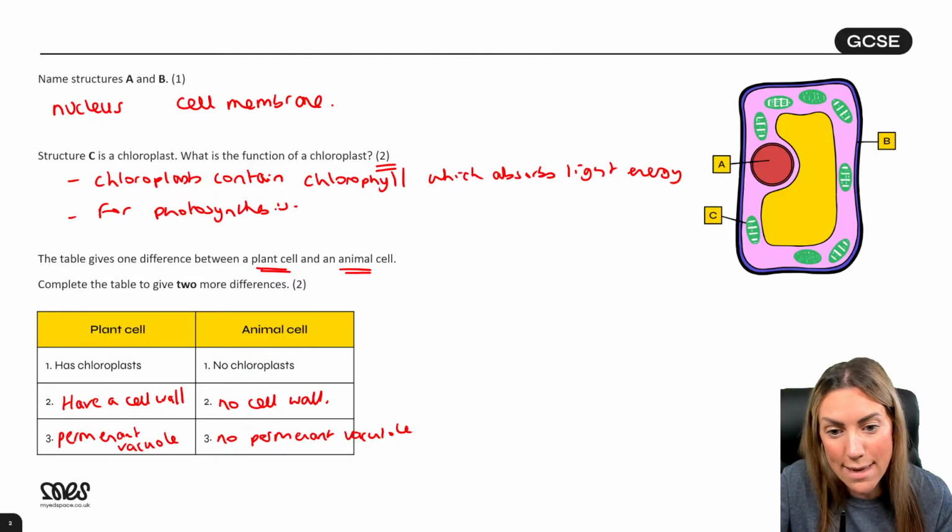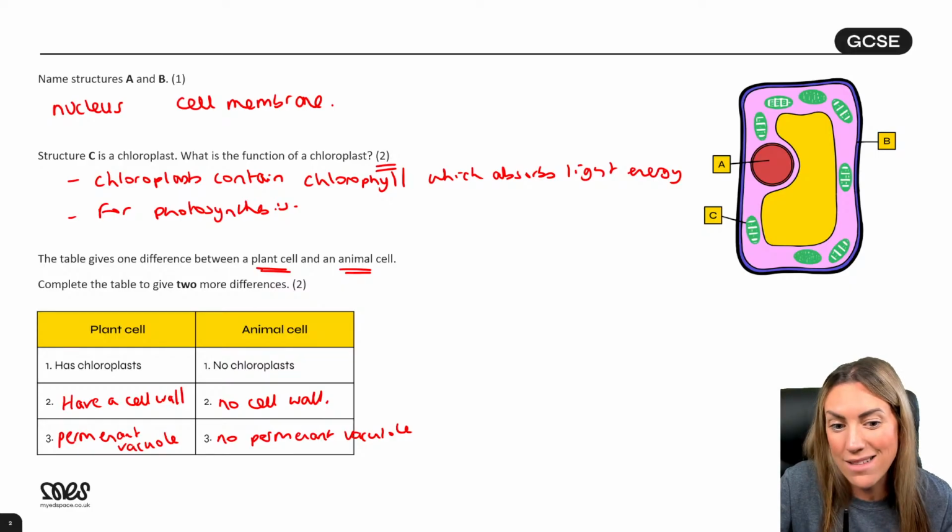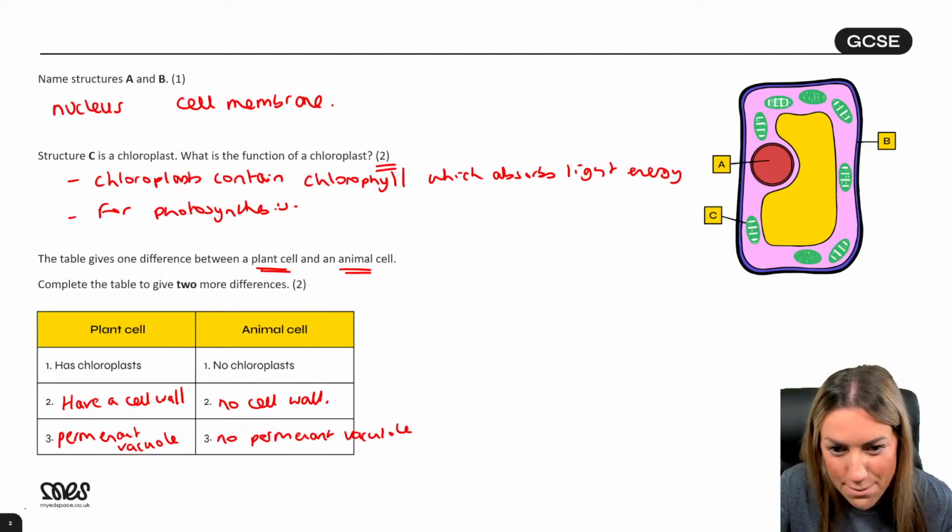Yeah, I would say permanent vacuole. I would make it clear, because actually animal cells can have what we call temporary vacuoles. So just to make sure you get the mark, I would say a plant cell has a permanent vacuole and an animal cell does not. They both have ribosomes, Alex, so I wouldn't go for that one.